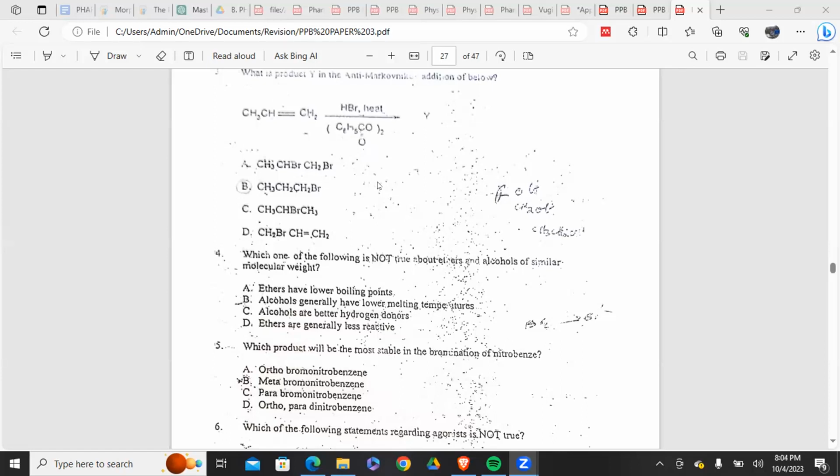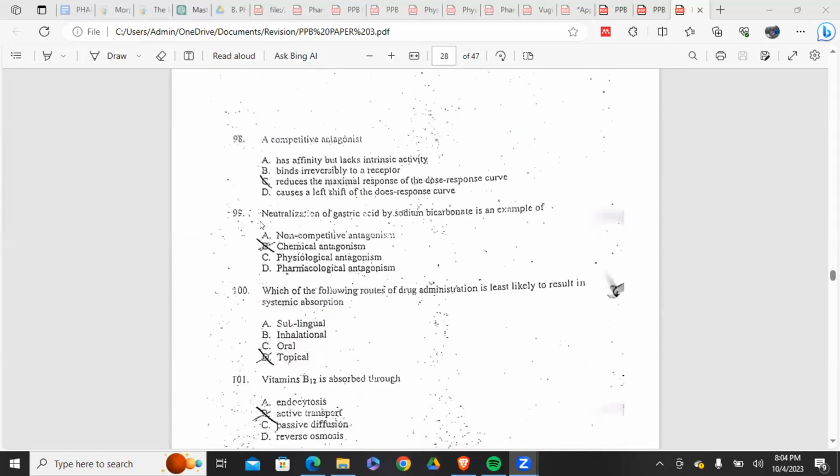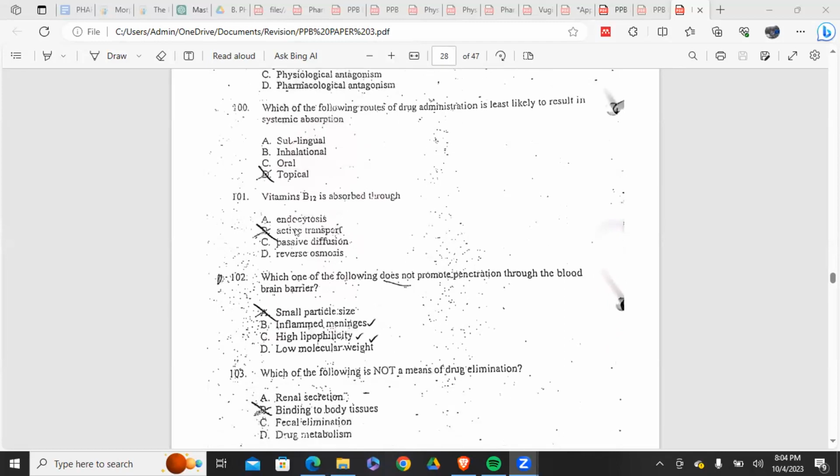Lakini chai tulikuwa tunatafuta maswali za dissolution na solubility. Ama zimeisha zote? Yes. Which of the following routes of drug administration is least likely to result in systemic absorption? Hiyo ni topical. Least likely to result in systemic absorption. Sublingual, definitely. Topical ama? Yeah, mi naona ni topical too.